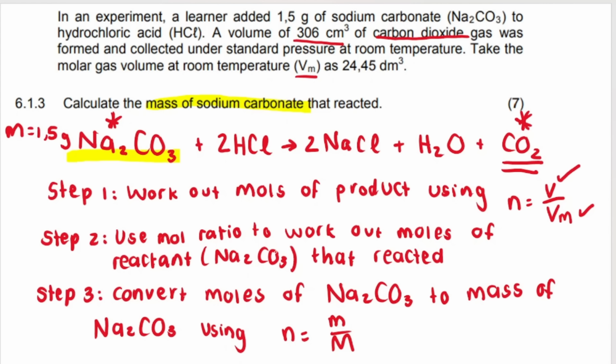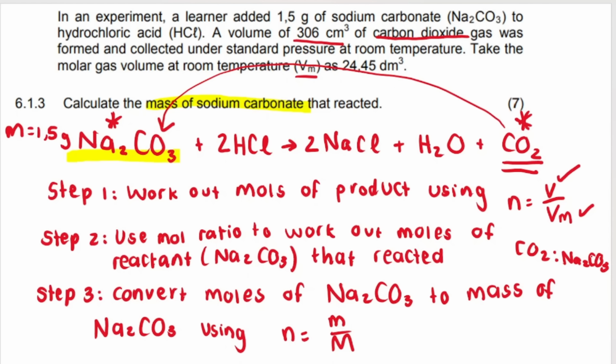Then I'll use a mole ratio, and my mole ratio will have CO2 in the mole ratio along with sodium carbonate. Now, why am I choosing those two things in my mole ratio? Because I've worked out the moles of my product and I want to jump across the reaction to work out the moles of sodium carbonate. Why do I want to work out the moles of sodium carbonate? Because I want the mass of the sodium carbonate that actually reacted.